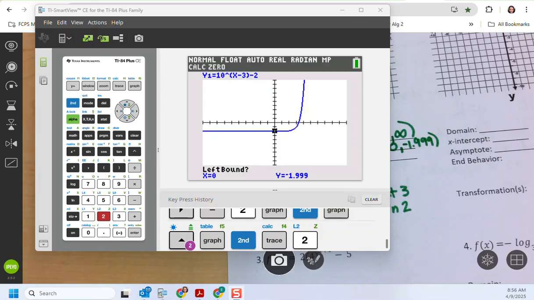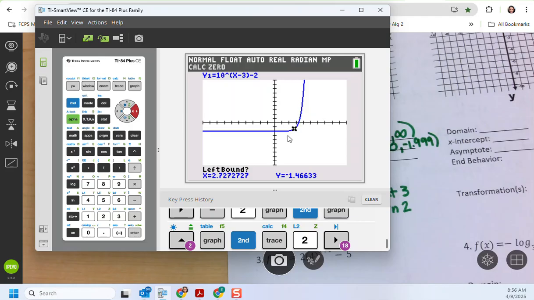It's asking for the left bound. Do you see that at the bottom of your screen? It says left bound. We want to move the cursor so that it is just to the left of the 0. Remember, this is the number we're looking for. It doesn't have to be so precise, but we just get a little closer. So you can see where my cursor is now, right here. That's a decent location. So for left bound, I'm moving my cursor using these arrows here, and then I press enter 1 time.